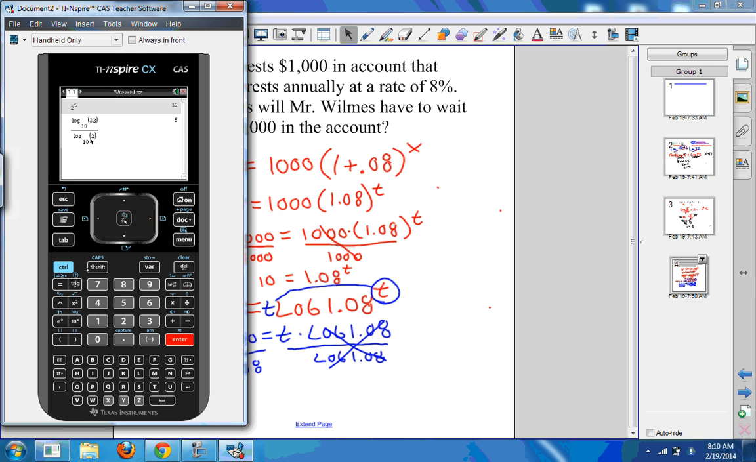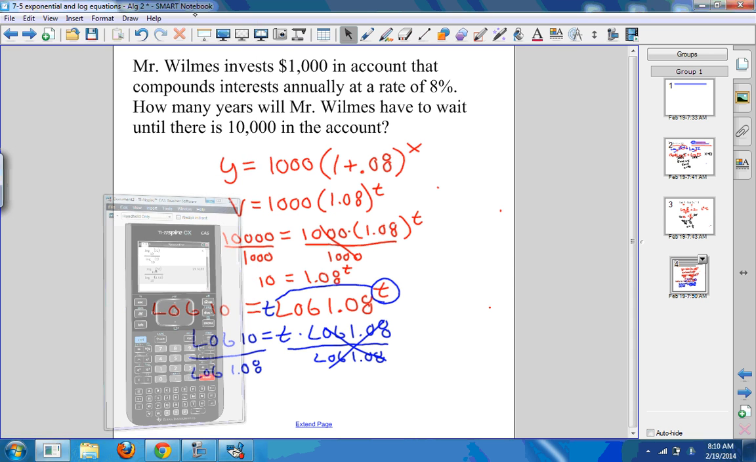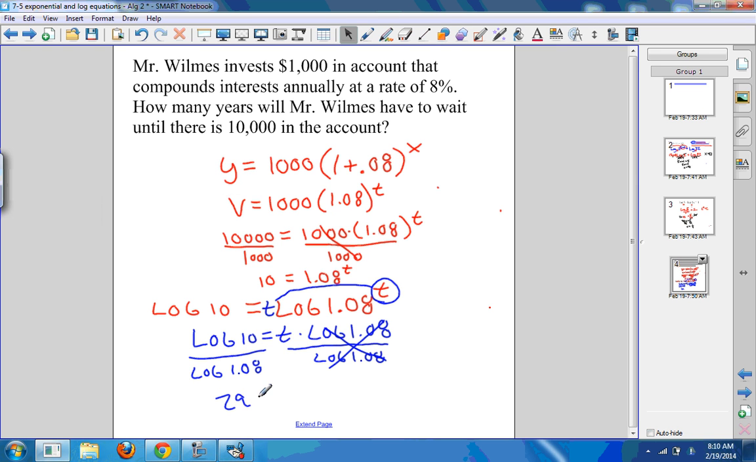Let's see here. I don't know if you know this function with a calculator. This might be a little bit shorter. We can copy this by clicking on enter and then just change my numbers around. So we want the log of 10 divided by the log of 1.08. Those both have base 10, right? Hit enter and we have 29.9188. All right. So 29.9188 is equal to t.